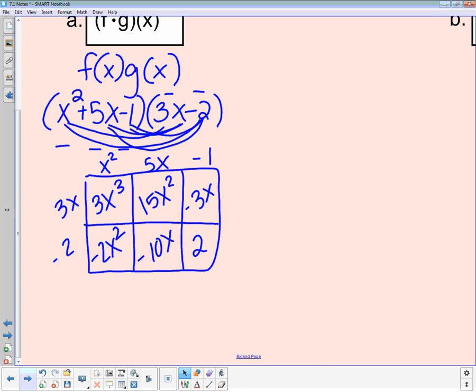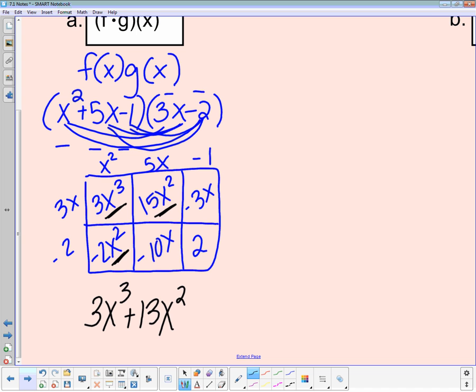So here we're just combining our like terms. Notice that our like terms are in diagonals. We have 3x cubed here. We have a negative 2 plus 15, so we have a positive 13x squared. A negative 10x and a negative 3x is a negative 13x, and then we have our one constant term, plus 2. And this would be our f of x times g of x function.